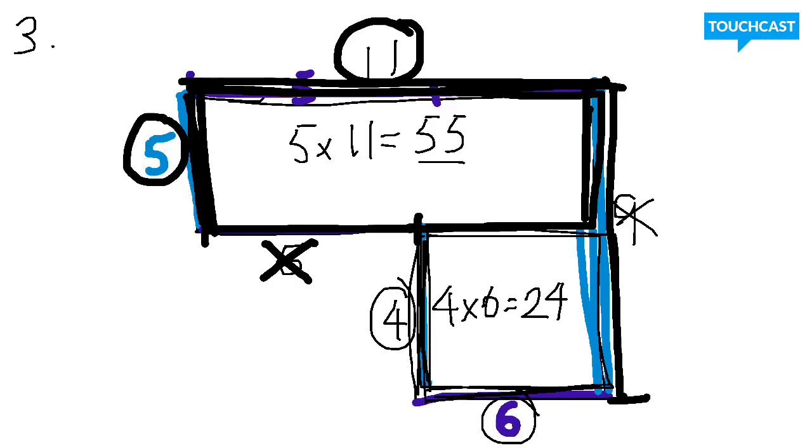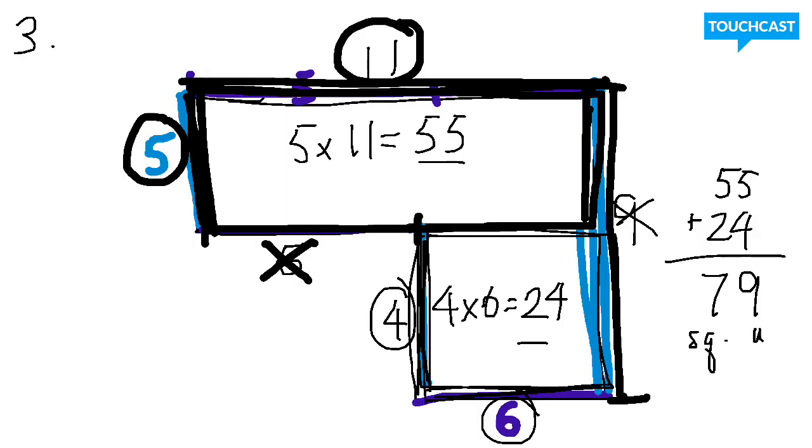Let's go ahead and add up our areas. 55 plus 24. 5 plus 4 is 9. 5 plus 2 is 7. So 79 square units. My goodness. What a large shape.